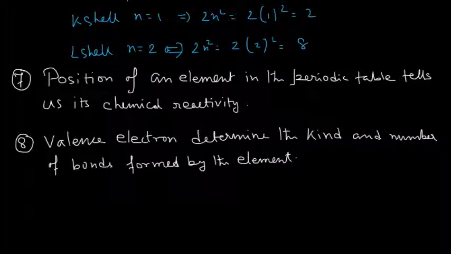And the last property, the eighth one, is valence electron determines the condition and the kind and number of bond formed by the element. So there may be different types of bond like covalent, electrovalent, ionic bonds. So the valence electron decides what type of bonds will be formed, and these are the features of modern periodic table.